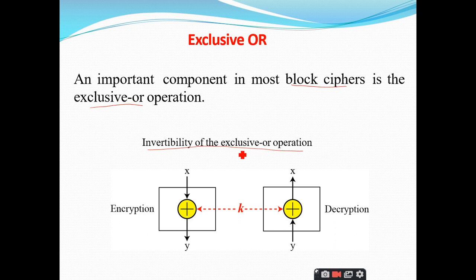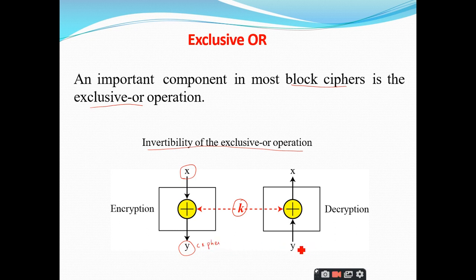Once you take one input and perform the exclusive OR operation with a key of some 3 bits or 4 bits, whatever it may be, you will get a ciphertext Y. This X is the input and K is the key, and this X input is exclusive ORed with the K key, and you will get the output Y as the ciphertext.